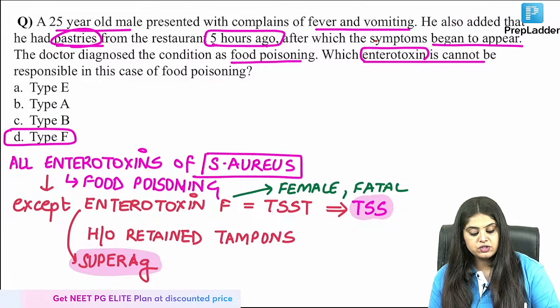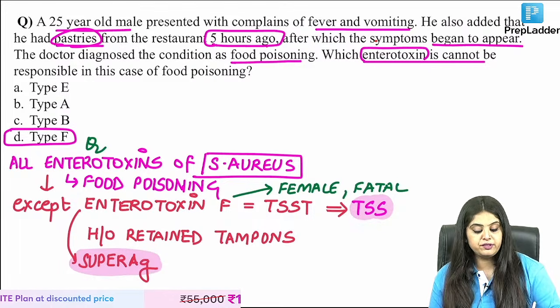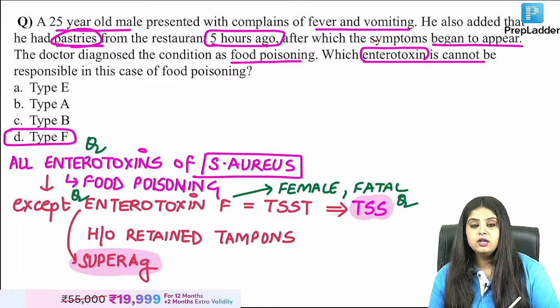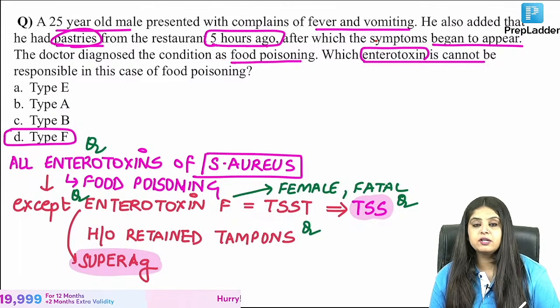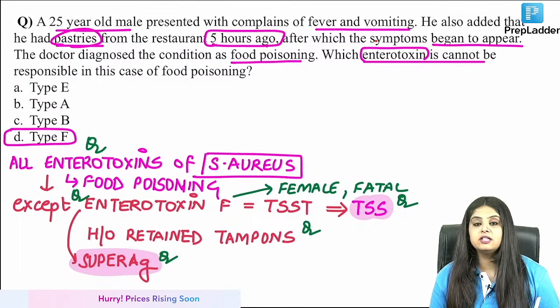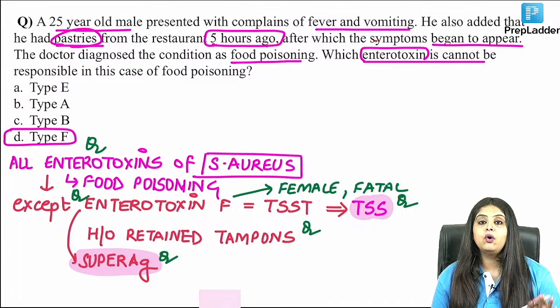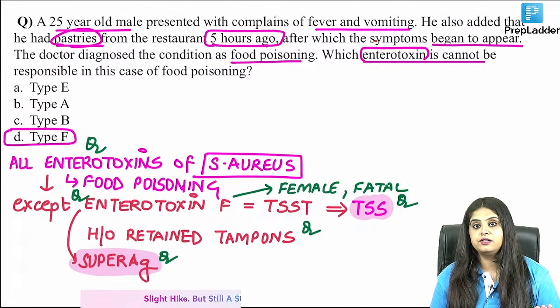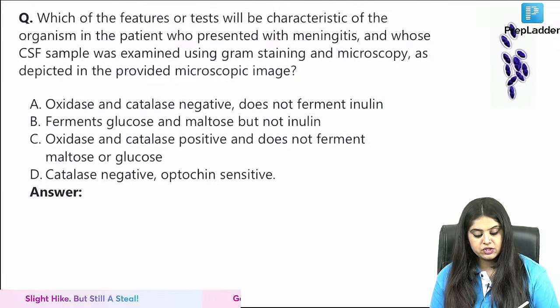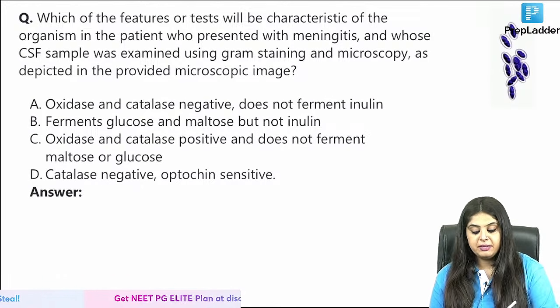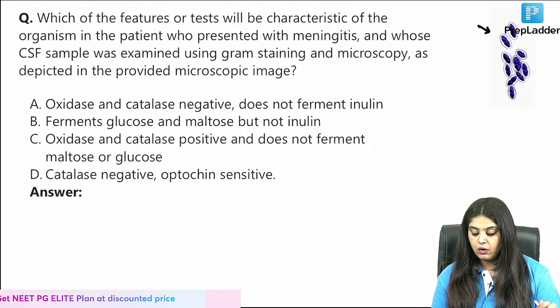Every previous year question, all enterotoxins cause food poisoning, but enterotoxin F causes toxic shock syndrome. Why does it happen? Because of retained tampons. What kind of an antigen is it? Super antigen. All your MCQs, PYQs are settled over here. I move on to the next question. Give me an answer. पहले तो photo देख लो. Photo will help you a lot, right?